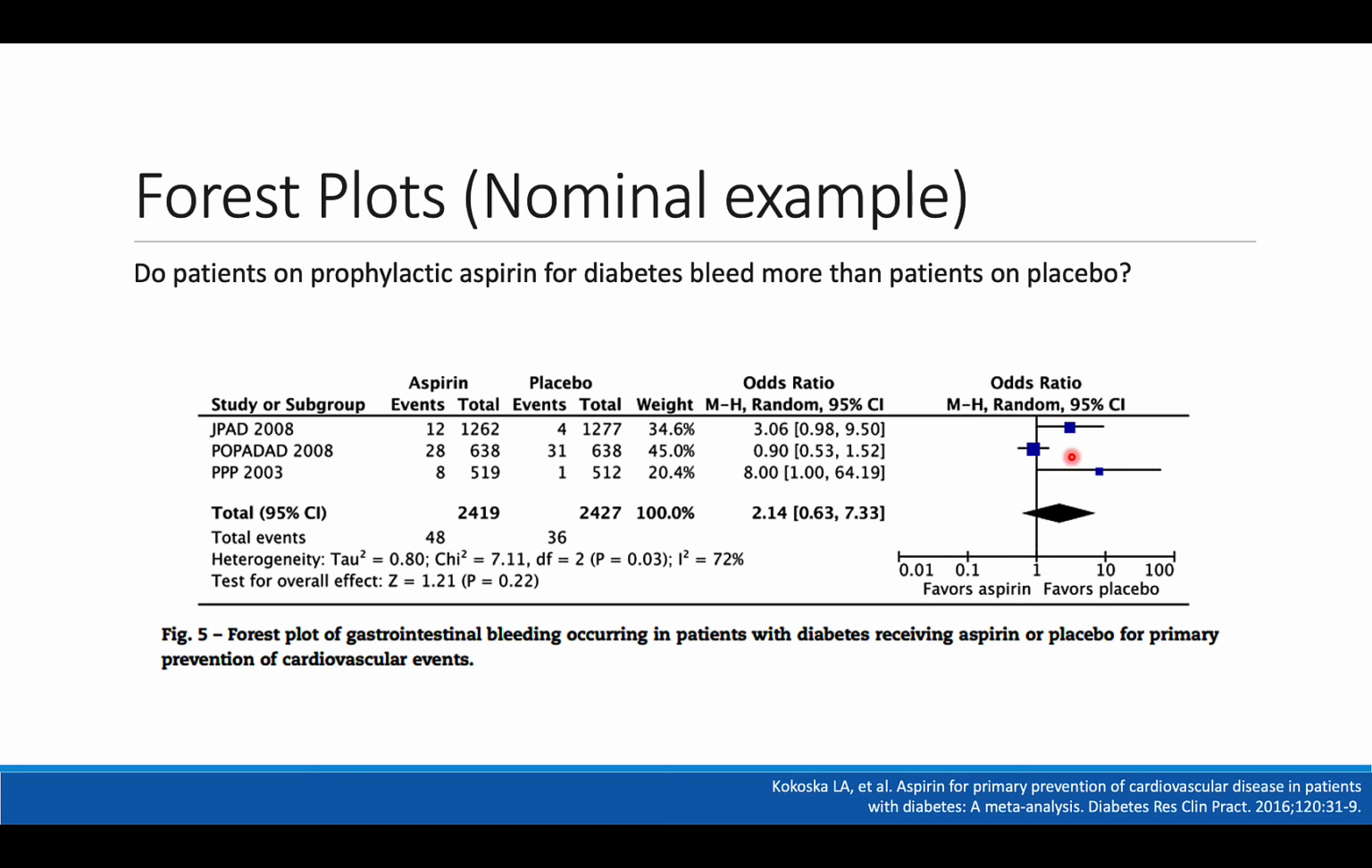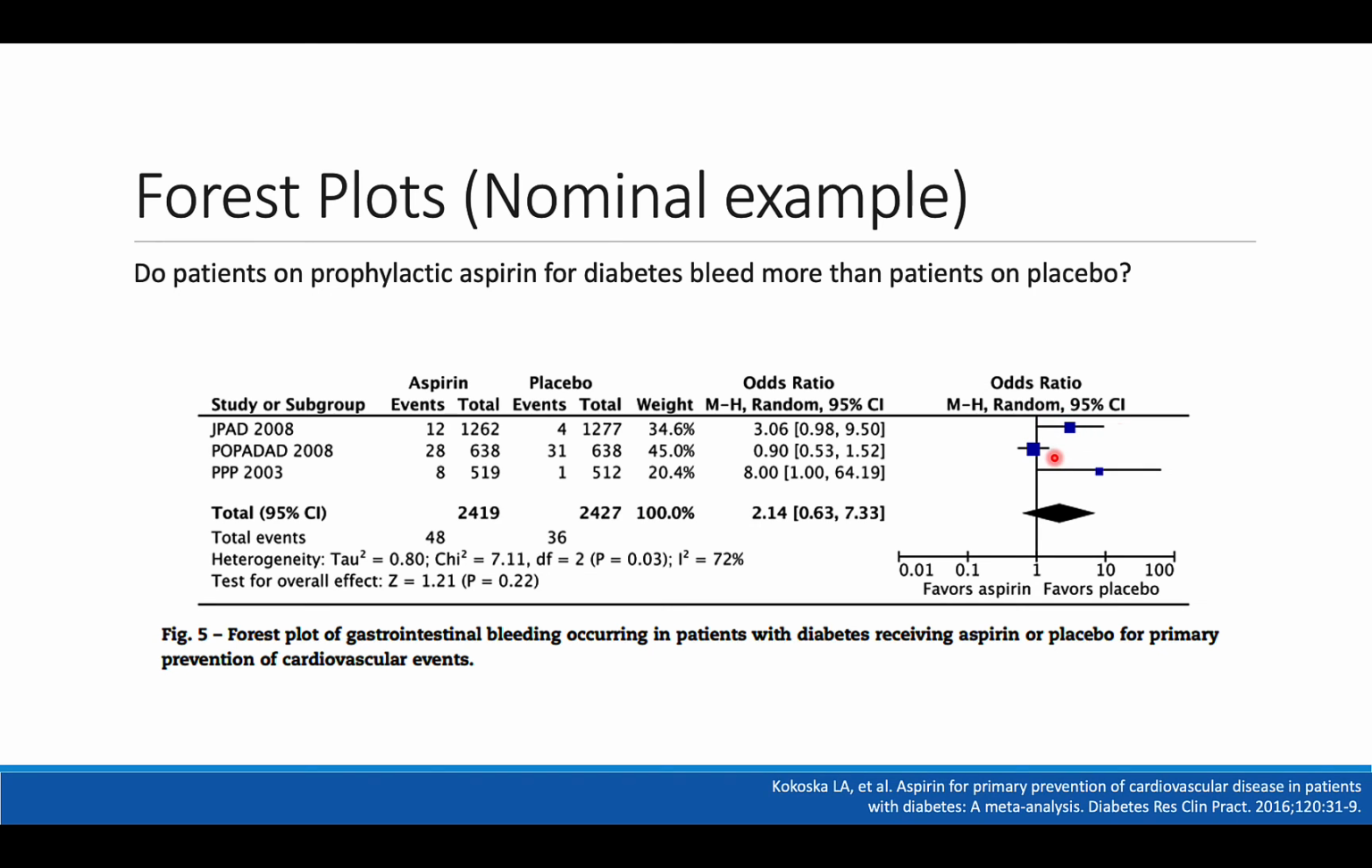And that means our blue square over here falls at about 3.06. And then the size of the square, again, is proportional to the sample size. And you can see the confidence interval here goes from 0.98 to 9.5. And so 1 is included in that range of values, so it's not significant. And so it just barely crosses 1.